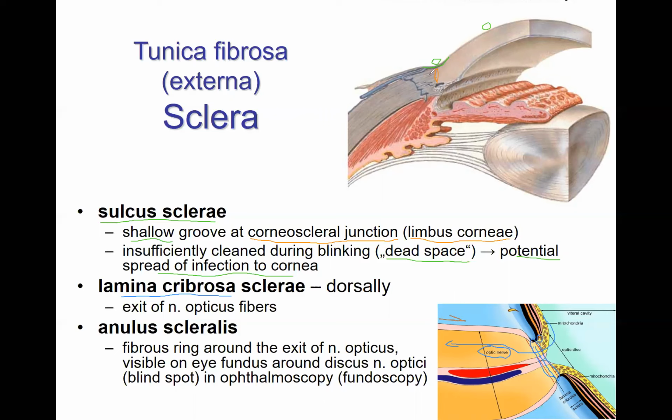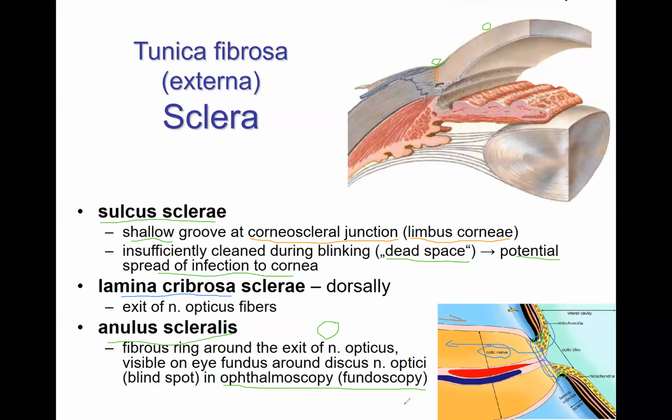The margins of it, I may do it with a different color. The margins are thickened, so you can see them as a circle or annulus. This thickened circle is visible if you look into the eye. We can look there in an examination method which is called ophthalmoscopy or fundoscopy, as you look into the fundus, into the base of the eye.